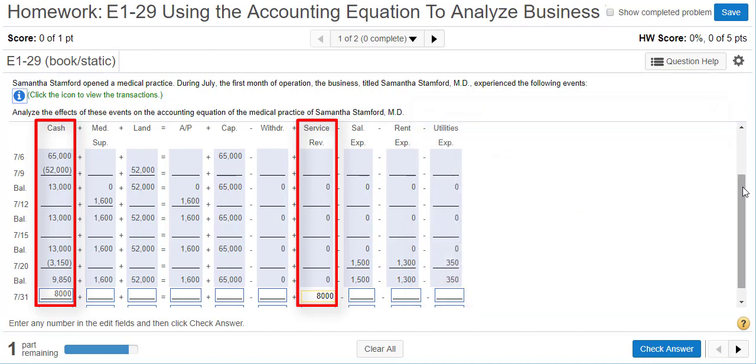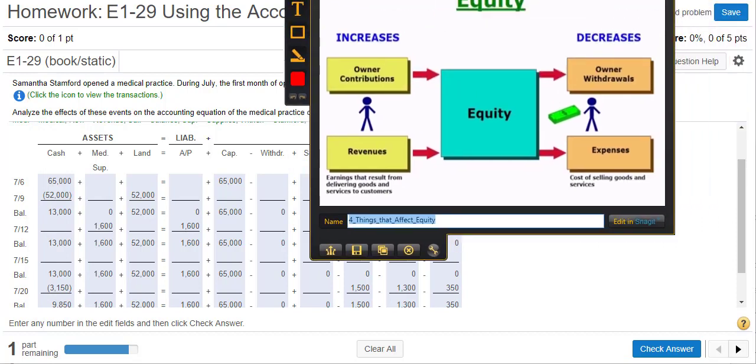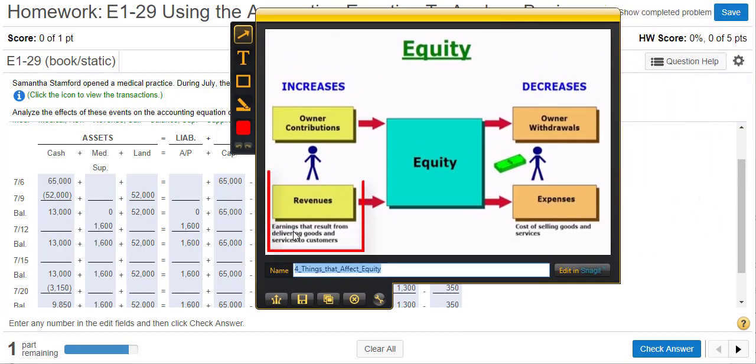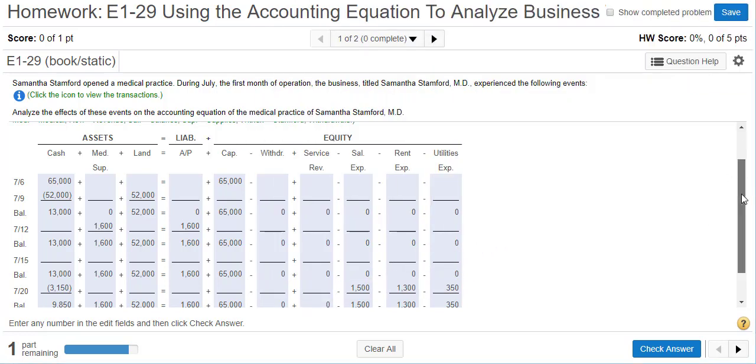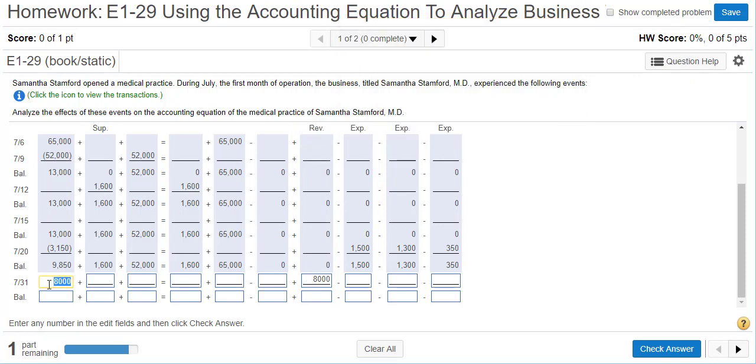Let me close this so you can see. Revenue always increases equity. Again, how do we know that? From our familiar screenshot. Revenues increase equity. So then we have to double check. We have positive 8,000 on the left side of the transaction. We have positive $8,000 on the right side of the accounting equation. So this transaction line balances.